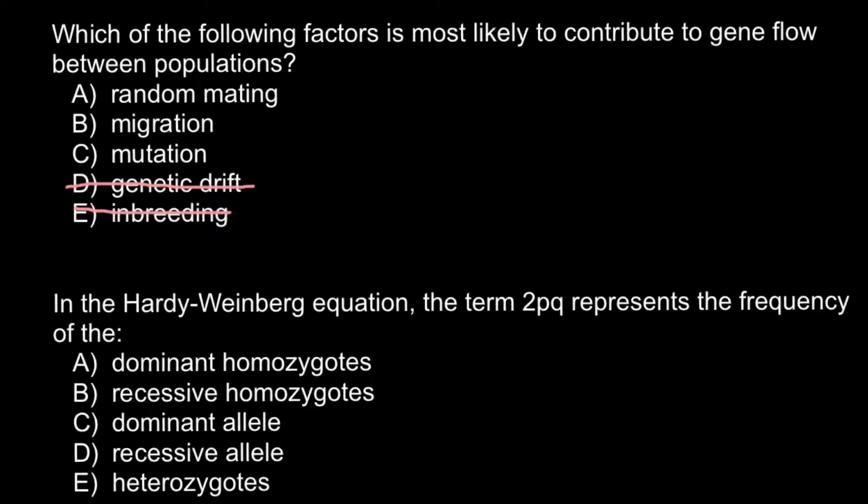And mutations, they do change allelic frequencies, and new alleles arise due to mutations, but between two populations mutations are going to happen at about the same rate, and mutations are rare events and cannot be a source of the gene flow. So we have to exclude this answer also, and we are left with answer A, random mating, and B, migration.